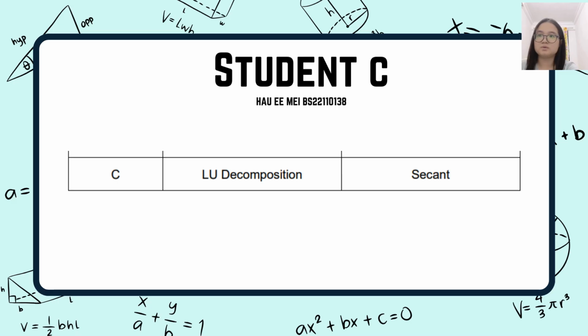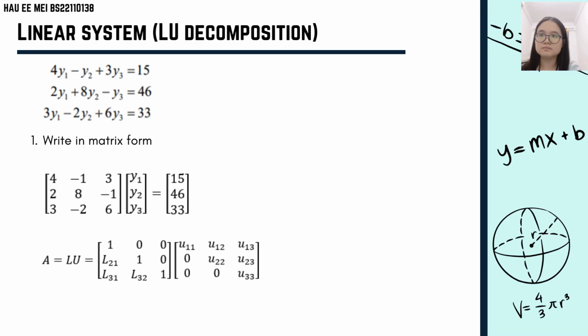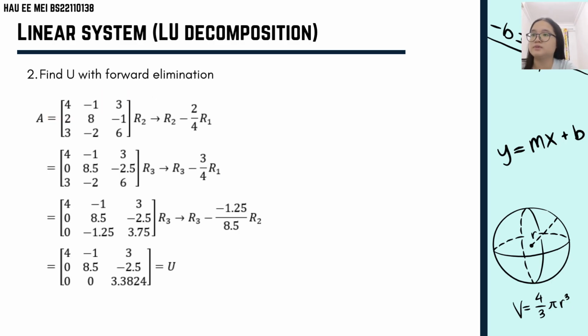Next, I am Hao Yimei, who will be presenting as student C with LU decomposition as the linear system method and secant as the nonlinear method. Based on the linear system components, there are three equations. First, we write it down in matrix form, and next we write A equals LU as the LU decomposition matrix.